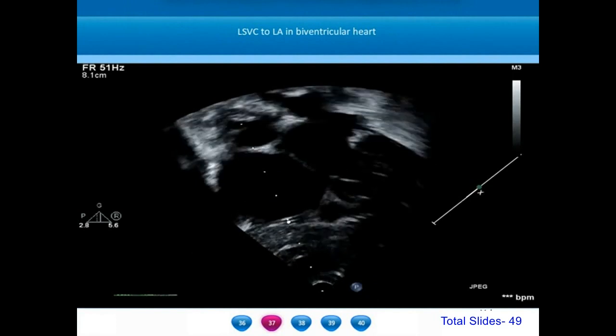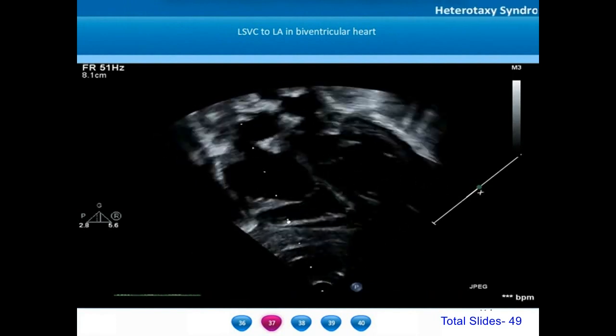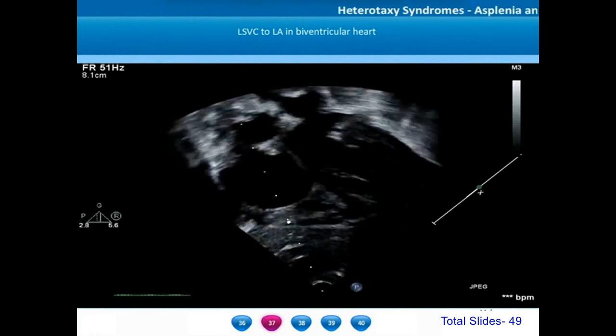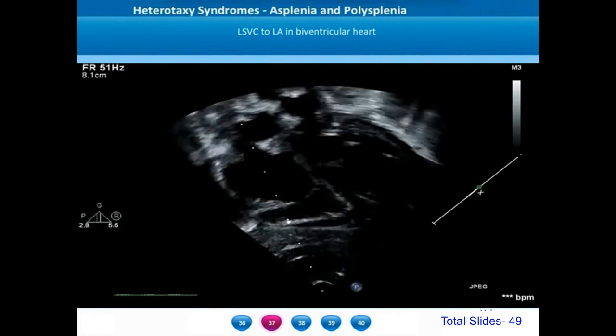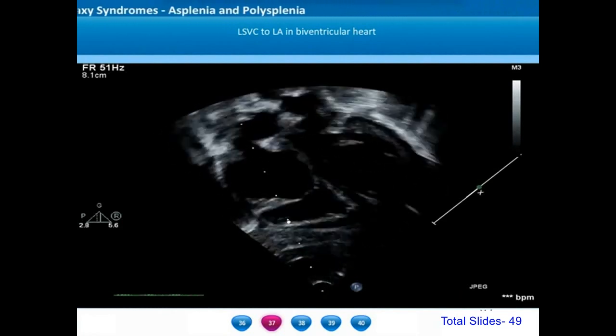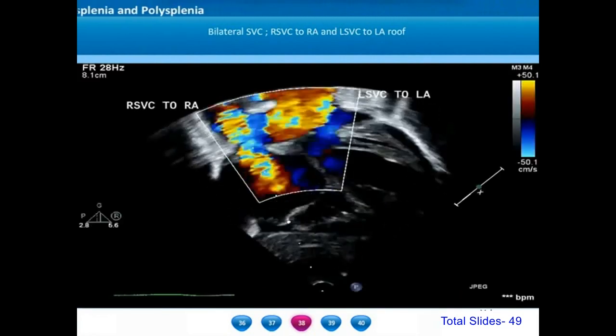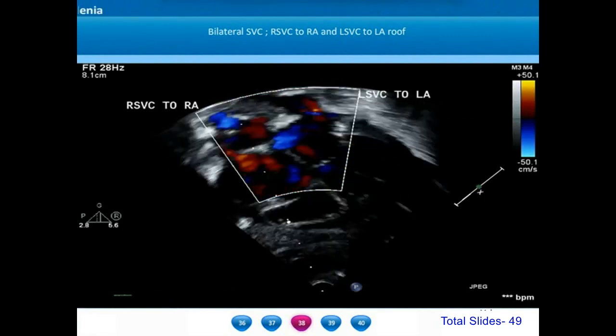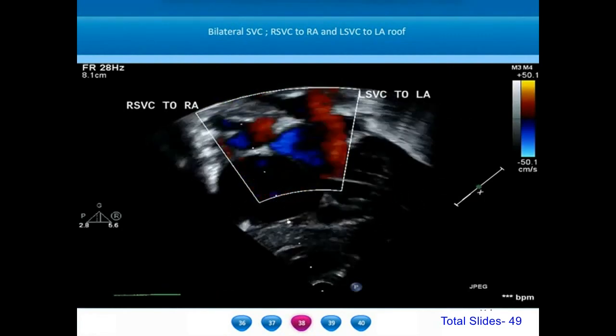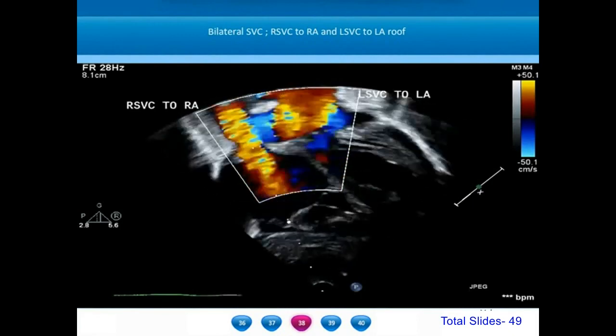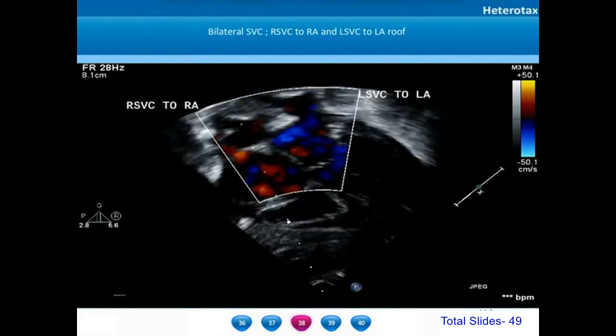On a subxiphoid coronal view, we can appreciate both the superior vena cava draining into the respective atria. The left superior vena cava does not form a coronary sinus and directly drains into the left atrial roof. On a color flow Doppler interrogation from the subxiphoid view, we can appreciate the flows in both the superior vena cava into the respective atria.